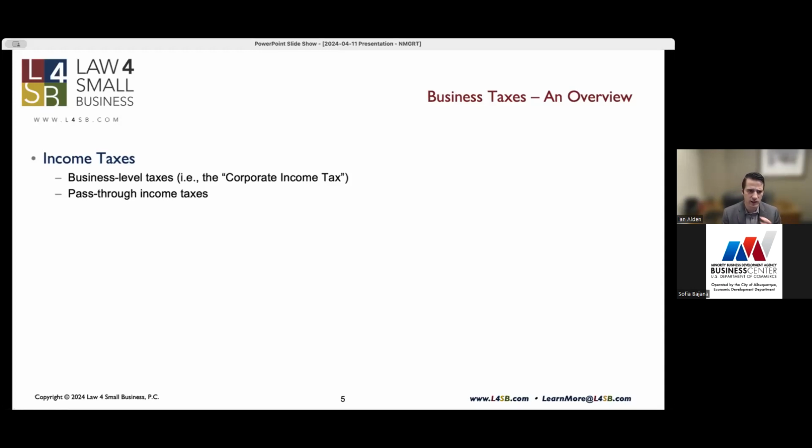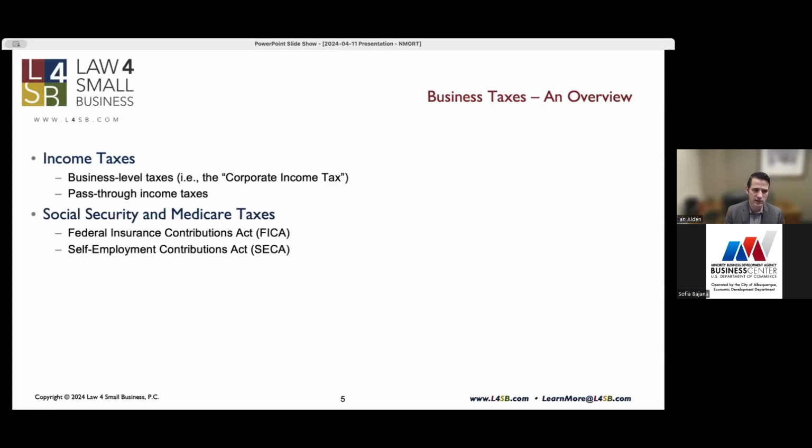There's all kinds of income taxes, but that's fundamentally a tax on income. Then there's the Social Security and Medicare taxes. So you've got two flavors of that. You've got what's commonly known as FICA, Federal Insurance Contributions Act. If you've got an employer-employee dynamic, you've got the employee paying their half of FICA taxes out of their paycheck and the employer paying their half out of the paycheck.